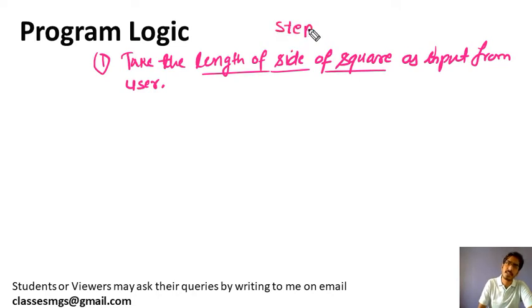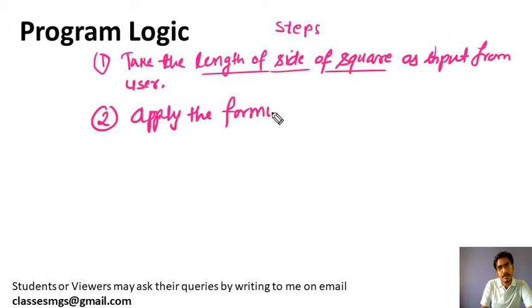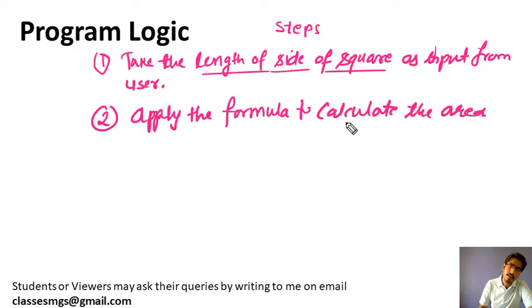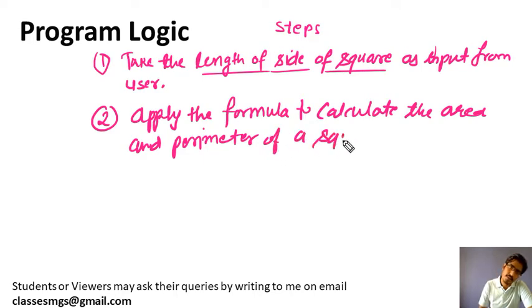We are discussing these steps. Second, we will apply the formula to calculate the area and perimeter of a square. What is the formula? We have discussed it in the last slide. I am writing it here.